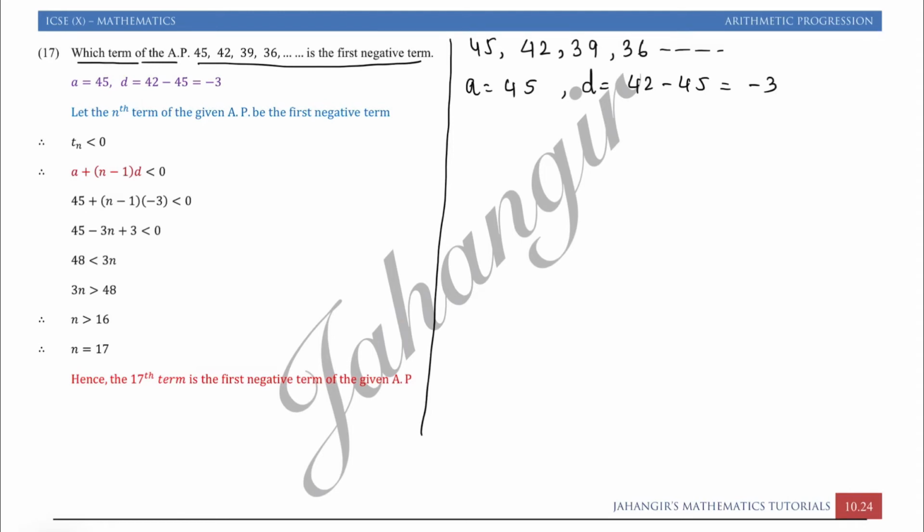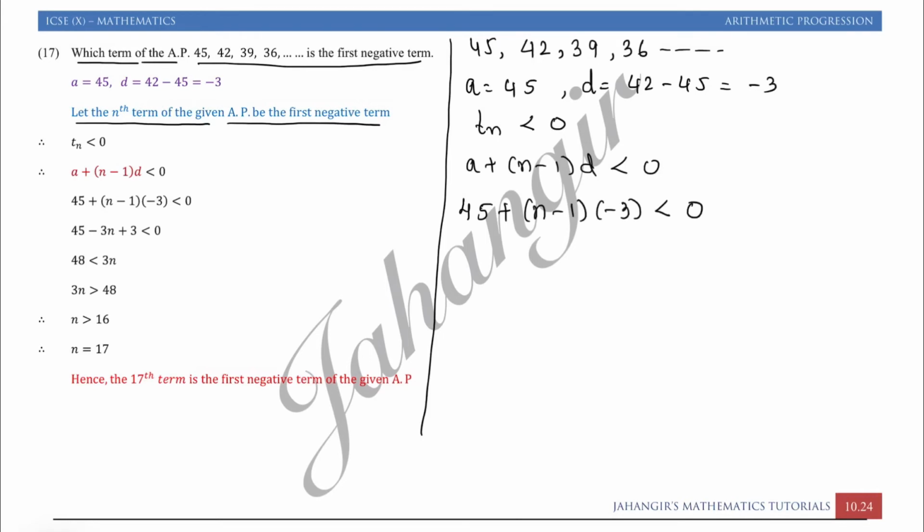So here I will say therefore Tn is less than 0. Here we will get some equation part. So we can say let the nth term of the given AP be the first negative term. So therefore Tn is less than 0. Less than 0 means it is negative. So we can say A plus (n minus 1) into D is less than 0. Just substitute the value of A and D: 45 plus (n minus 1) into minus 3 is less than 0. Solving it, 45 minus 3n plus 3 is less than 0.